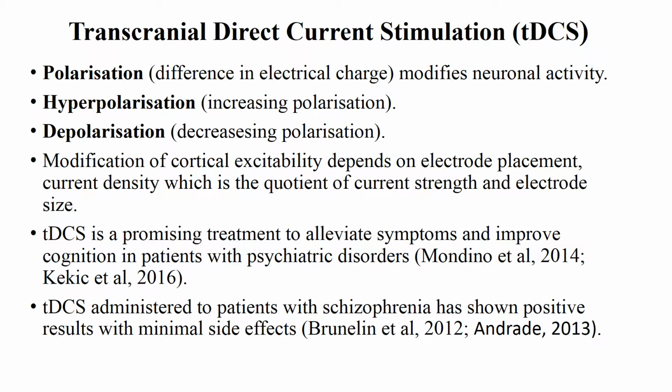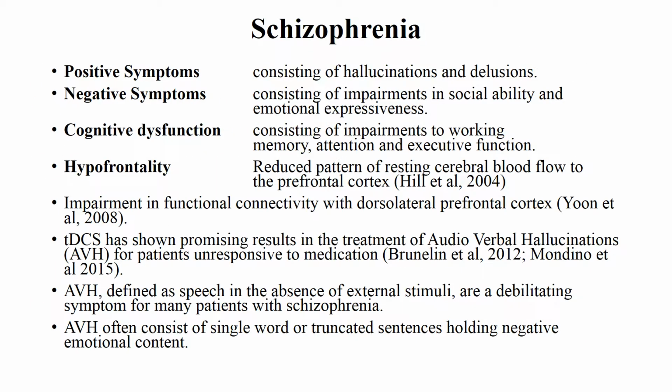The efficacy of tDCS has been demonstrated on many psychiatric disorders with minimal side effects, including for the treatment of schizophrenia. Schizophrenia is a psychiatric disorder with a chronic and debilitating course throughout the lifespan, with many patients unresponsive to medication. Symptoms are grouped into three categories: positive symptoms, negative symptoms, and cognitive dysfunctions.